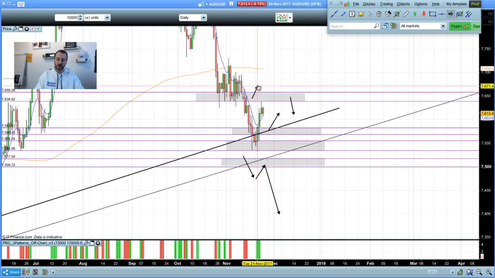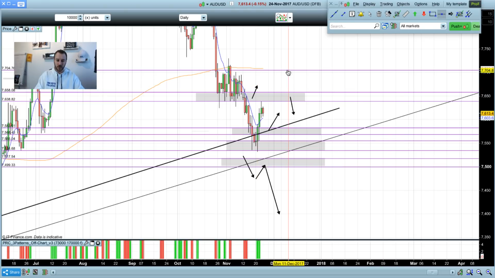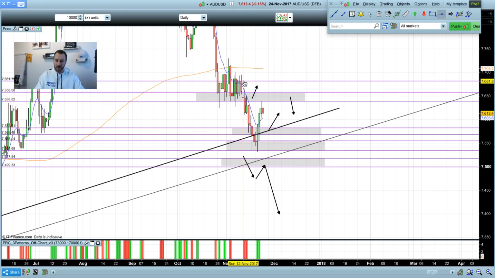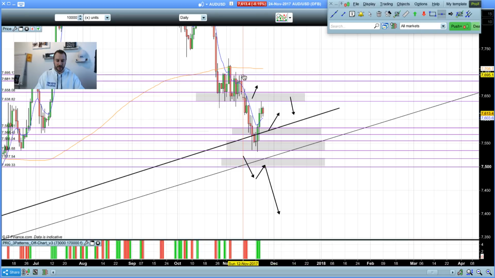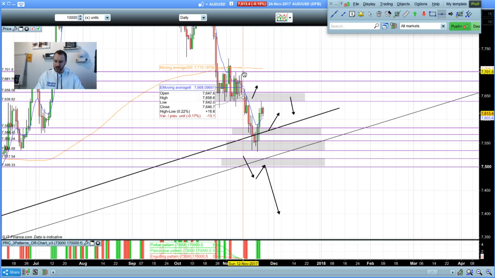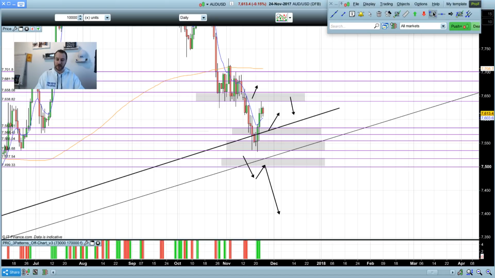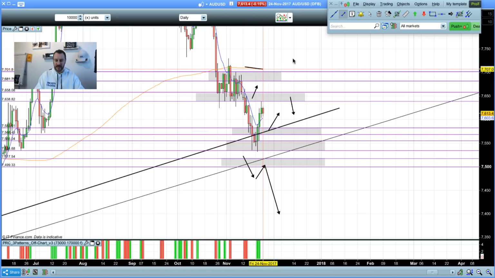Now, if we do start to break up above this level, we still have the top of that price range, which is really around about 7,680, all the way up towards 7,700. So the round number is 7,700. We'd also be a little bit wary of that MA200 sitting just up above that area.